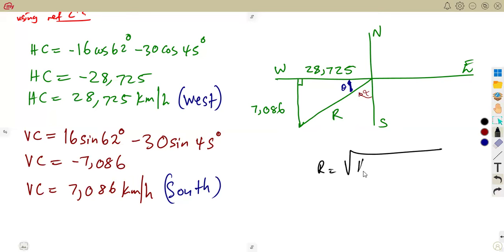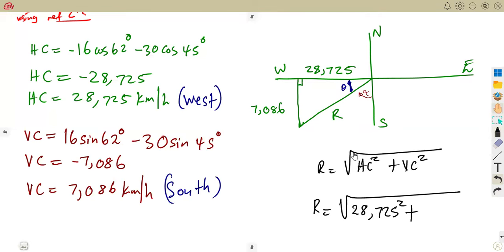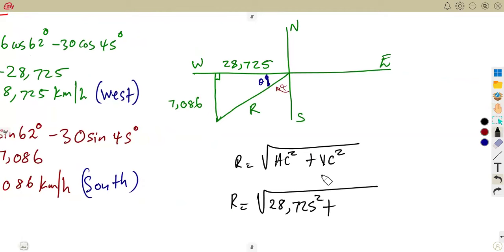Remember, that's the square root of horizontal component squared plus vertical component squared. So that's it. Horizontal, 28.725 squared plus the vertical. Remember, guys, I said there's no need for you to write those negatives. If you want, guys, you can write them. No problem at all. All right, so I want you to combine these on your calculator. That was going to be 29.586 kilometers per hour. Remember the units.